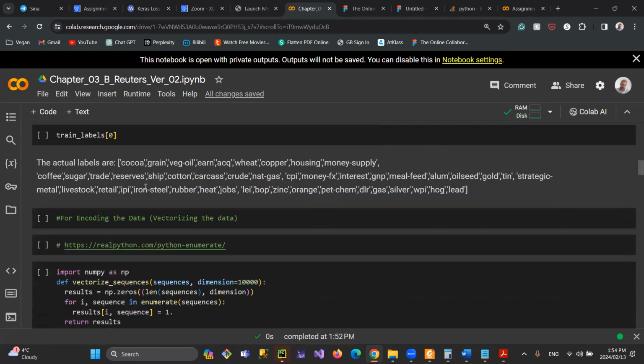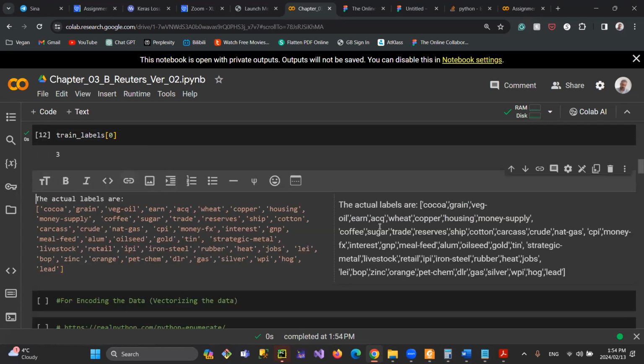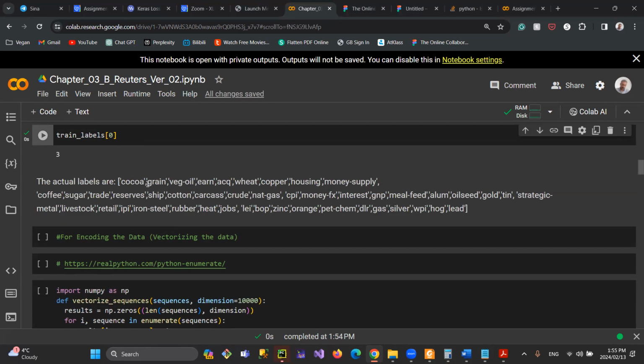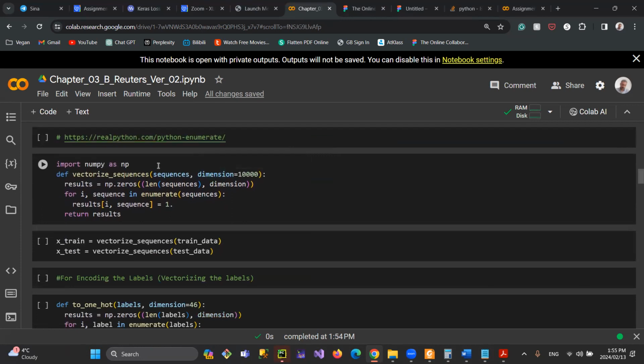Awesome. And these are the train labels. If you say the train labels, it's going to show you number 3. Guys, what is number 3 in the labels? It could be 0, 1, 2, and 3. It's going to be earn. Does that make sense?